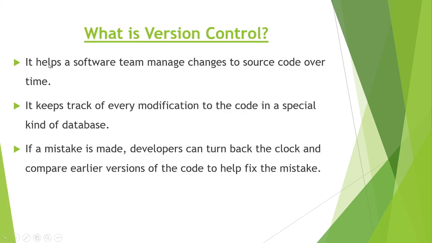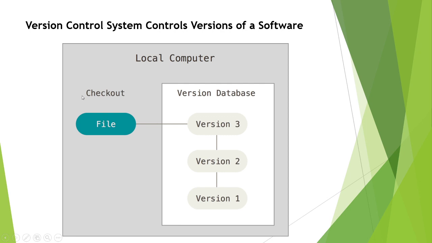So version control software, according to its definition, is a system that helps a software team to manage changes to source code over time. It keeps track of every modification to the code in a special kind of database. If a mistake is made, developers can turn back the clock and compare earlier versions of the code to help fix the mistake. So this is what the definition tells us. So let's go and see how it actually works.